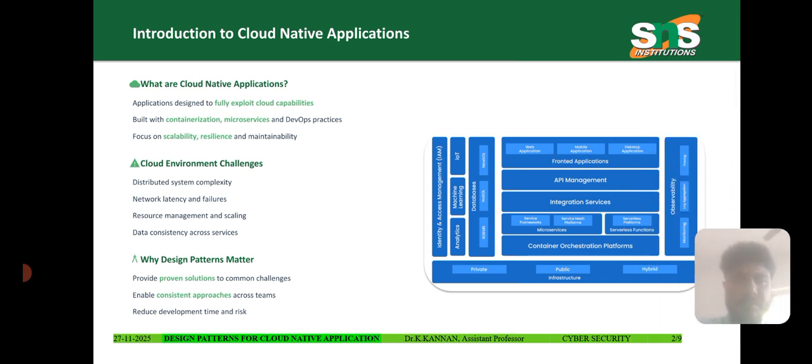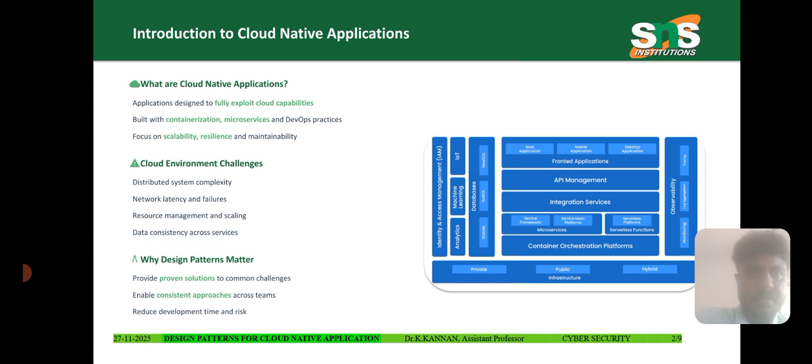First of all, the introduction to cloud native applications. What are cloud native applications? They are applications that fully exploit cloud capabilities. We are focusing on containerization, microservices and DevOps practices. They are built with all the cloud native principles and focus on scalability, resilience and maintainability. I give a small diagram for this cloud native application.